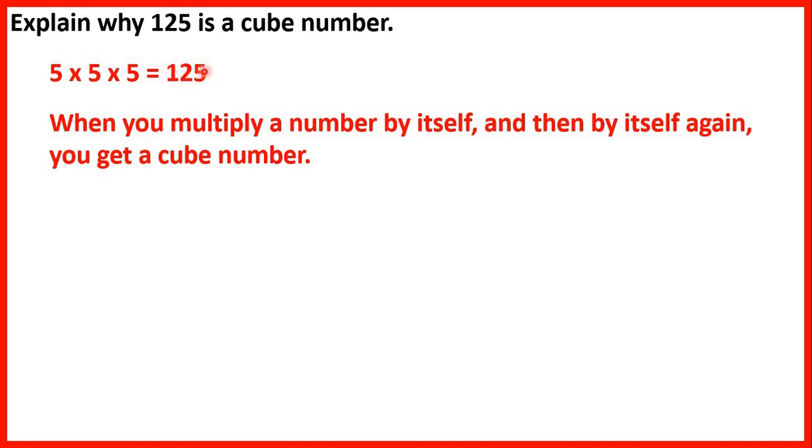You get 125 when you multiply 5 by itself and then by itself again.